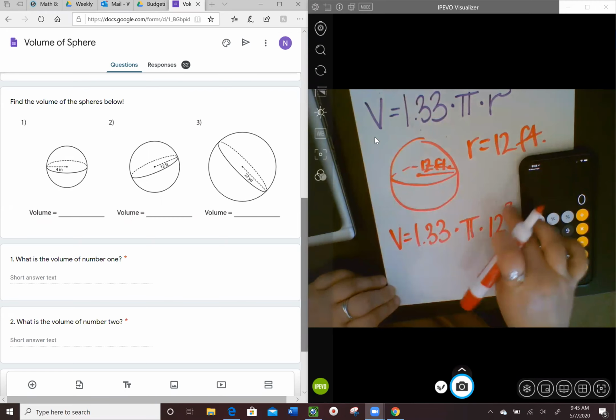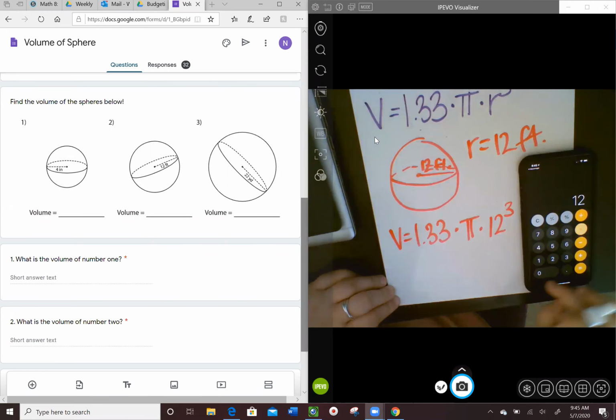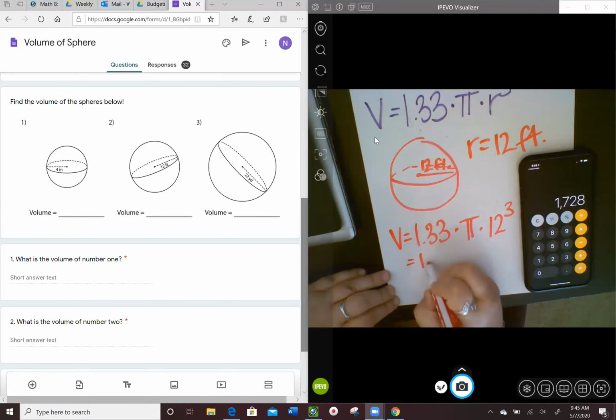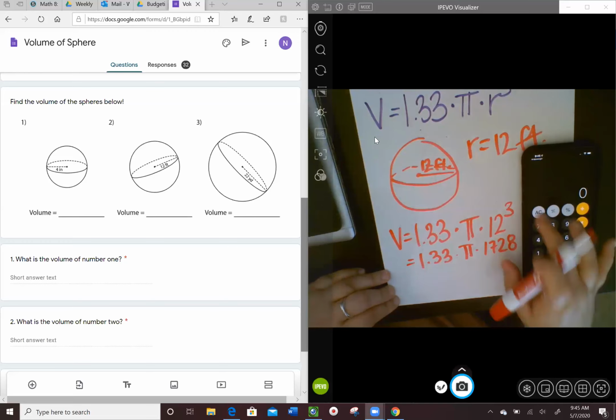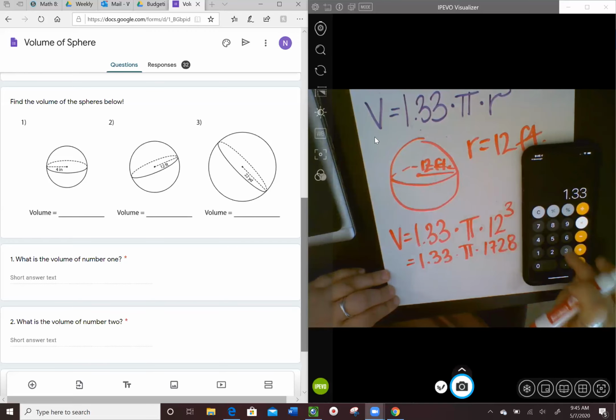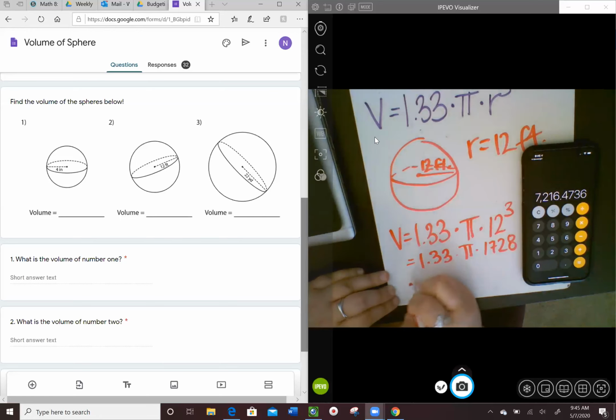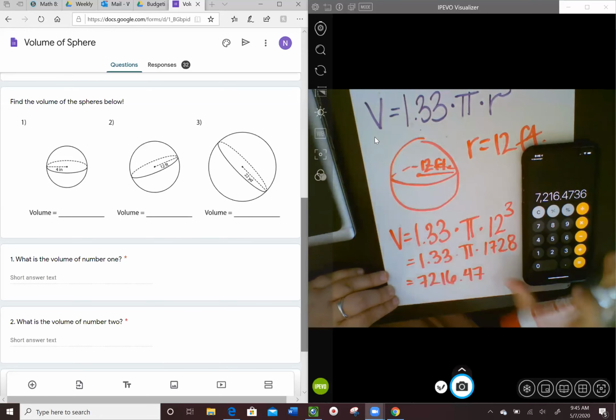Again, PEMDAS, we have to do exponents before multiplication. So we've got 12 times 12 times 12. We can already tell this is a giant number. So 12 to the 3rd becomes 1,728. Now we're going to multiply left to right. So we've got our 4/3 approximation, times pi approximation, times that 1728 we just got, all in a row. I did it all in one step to save time this time. And we get our volume.